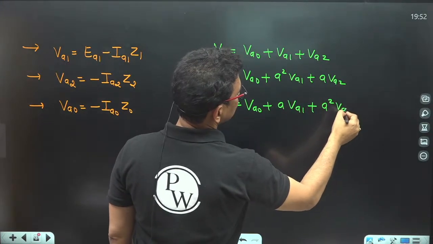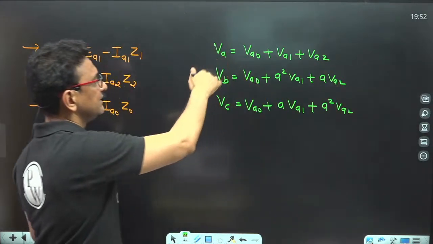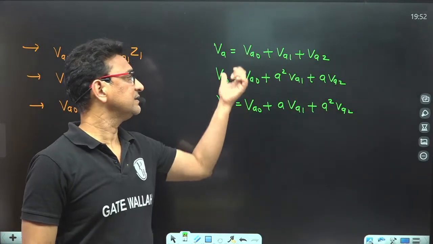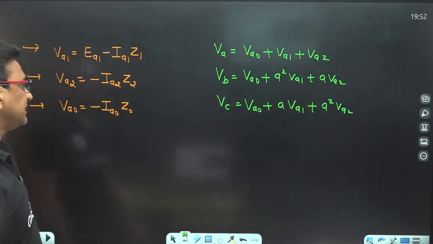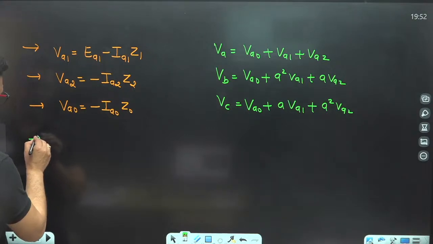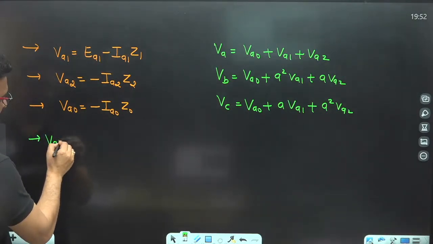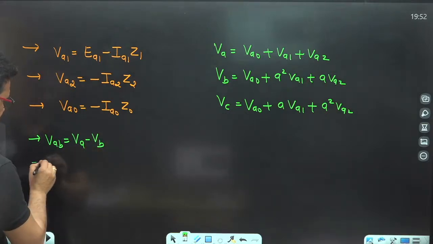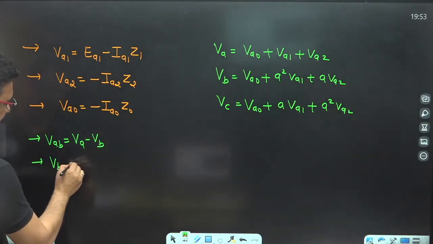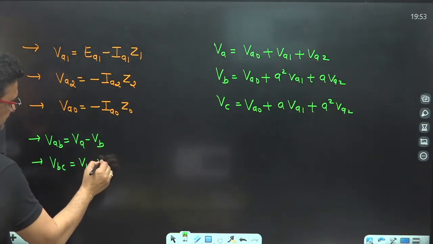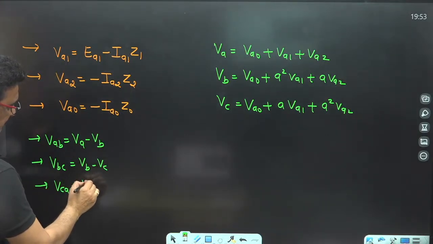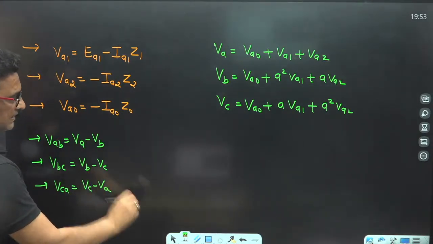Once you get the sequence voltages, you will get the phase voltages. And from the phase voltages, you will find out the line voltages also. Like if you have to find out VAB, it is VA minus VB. Similarly, VBC will be VB minus VC. VCA is VC minus VA. Clear?